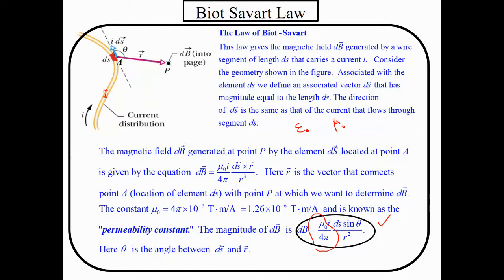And also here, the distance is one of the important things. Whenever the distance increases, what will happen? Then your magnetic field will decrease, because it has an inverse relation.